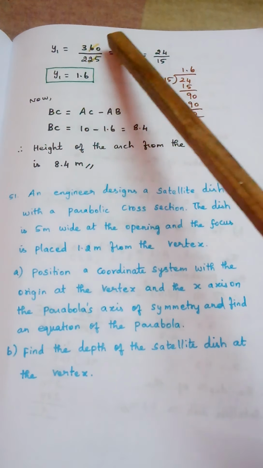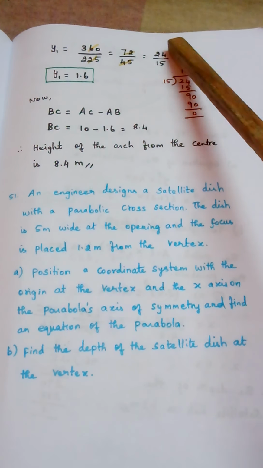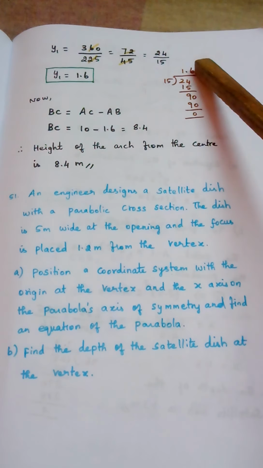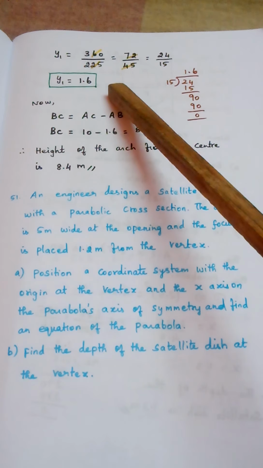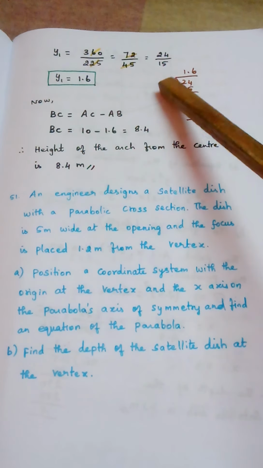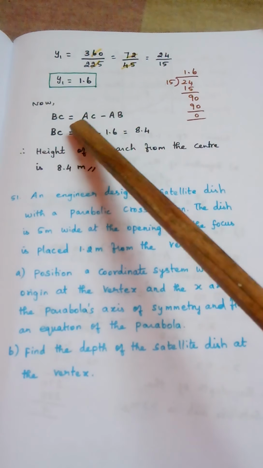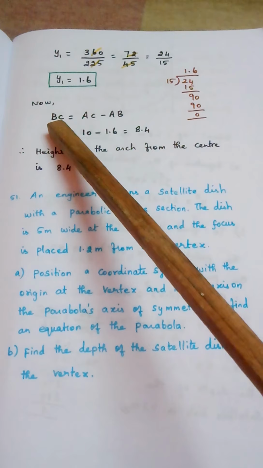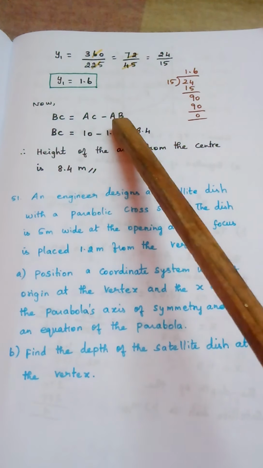You know how to cancel. Cancelling in 5 table, again cancelling in 3 table, 24 by 15 comes. When we divide, the answer is 1.6. So the y1 value is 1.6. What is y1 actually in the diagram? The dotted lines. So from the diagram, BC is equal to AC minus AB. See the diagram and understand. BC is nothing but the AC total length minus the dotted lines.